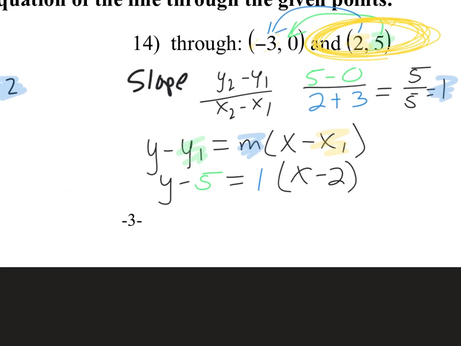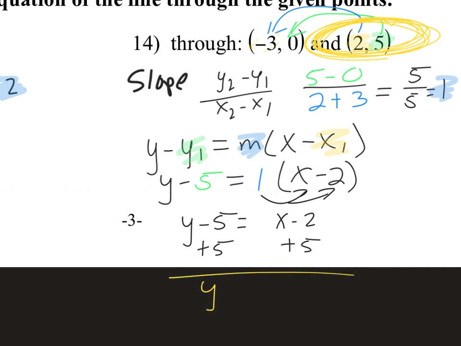So now if you distribute a 1 to the x minus 2, it's still just going to be x minus 2. Remember that you really don't need the 1 in front of that x, because in math we like stuff as simple as possible, and if there's nothing there, we just know that there's a 1 there. And last but not least, I need to isolate my y. So this should be y equals x plus 3.